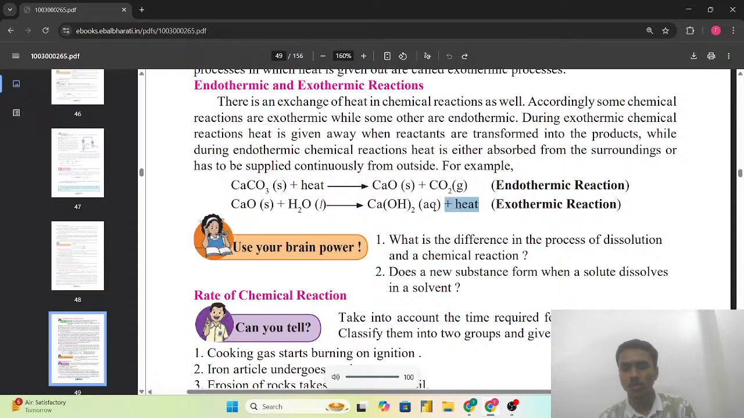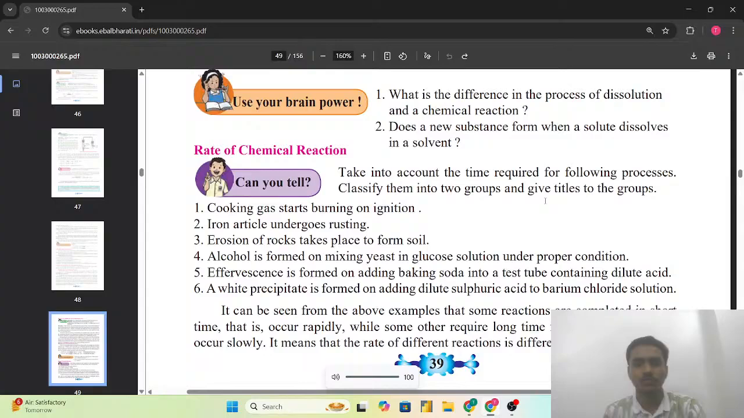So we can say that exothermic reactions are the reactions in which heat gets evolved. So these are the two different reactions we have seen, the endothermic reaction and the exothermic reaction.